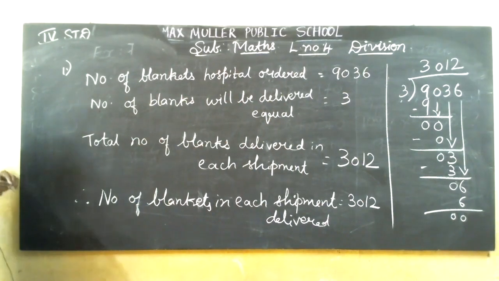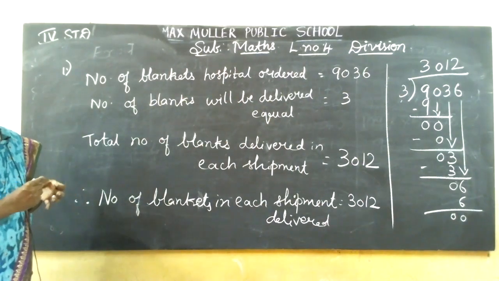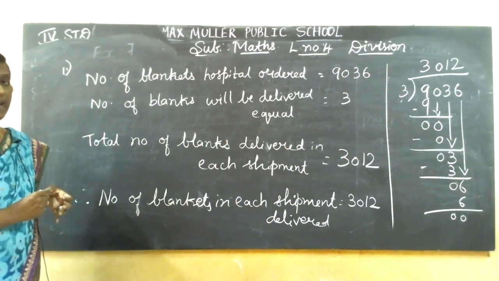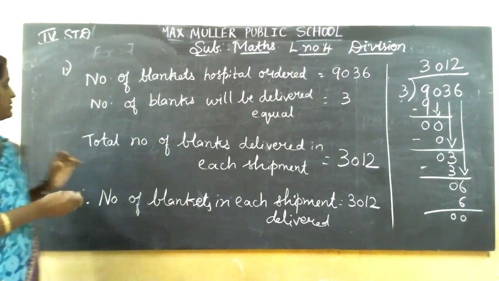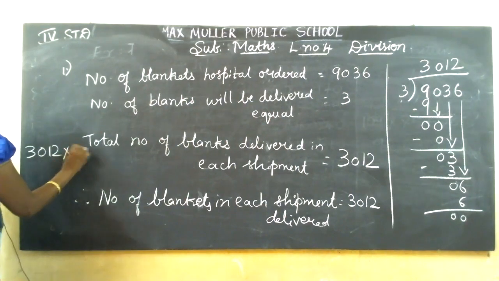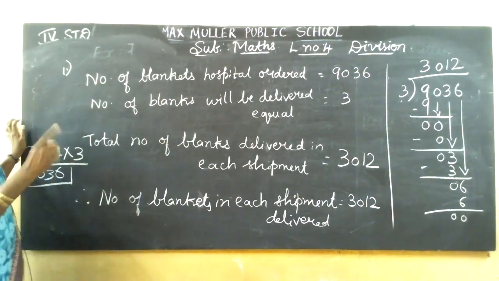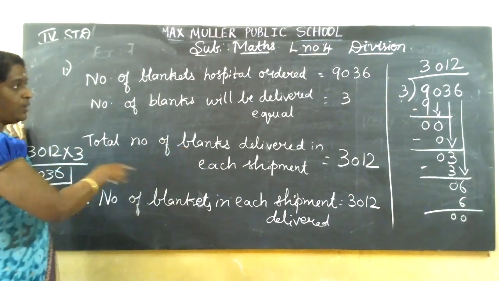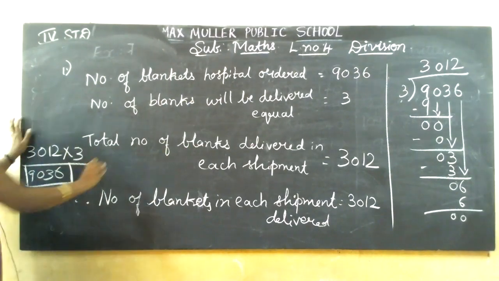If you want to check whether this answer is right or wrong, what should you do? Quotient into divisor. See, quotient is 3012. I'll show. 3012 into 3. 3 twos are 6, 3 ones are 3, 3 zeros are 0, 3 threes are 9. I got my answer because remainder plus I can't do, it is 0. So I got my answer. So this sum is correct.